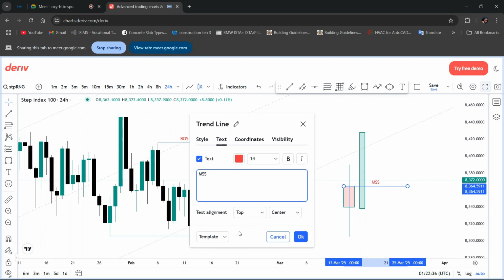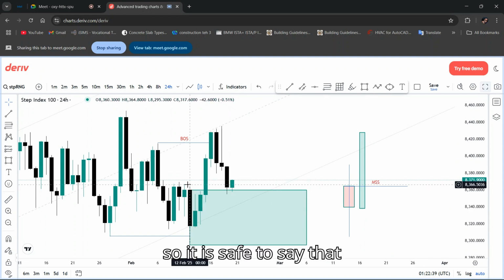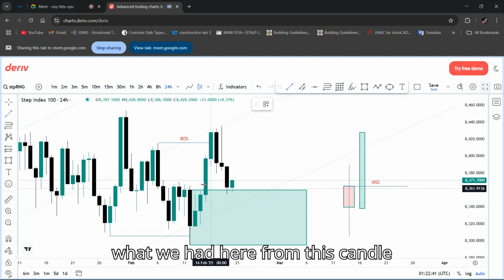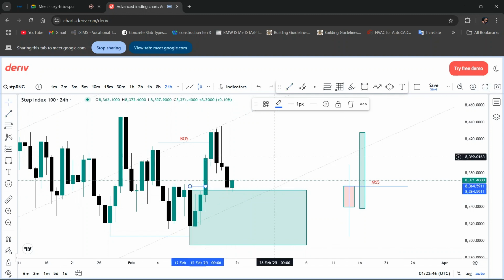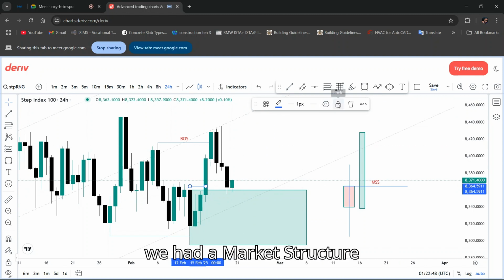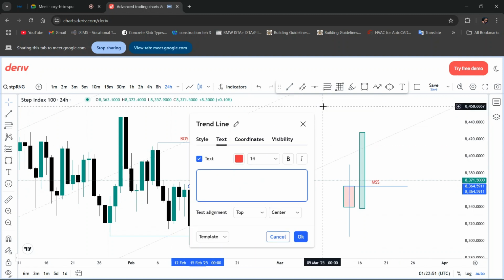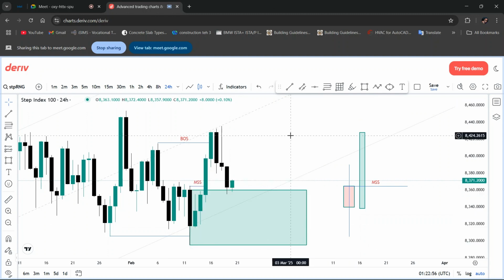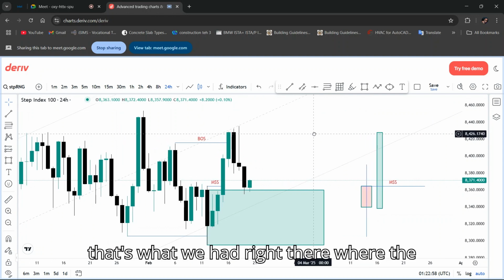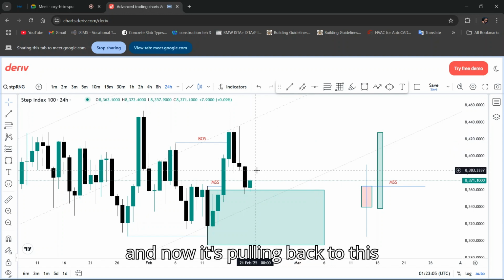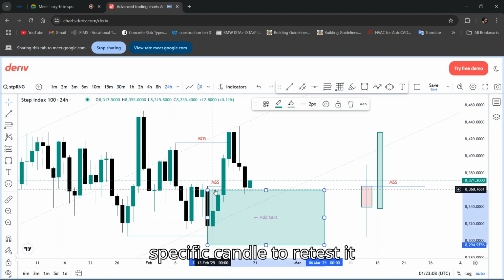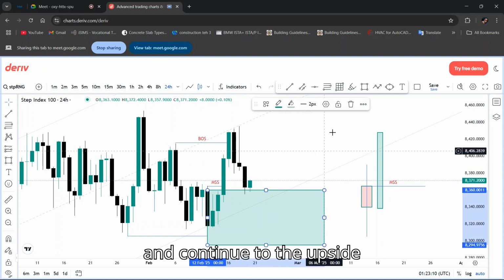market structure shift. So it is safe to say that what we had here from this candle, after it swept liquidity on one side, we had a market structure shift right there. That's what we had right there. We had a market structure shift. Sweep liquidity. And now it's pulling back to the specific candle to retest it and continue to the upside.